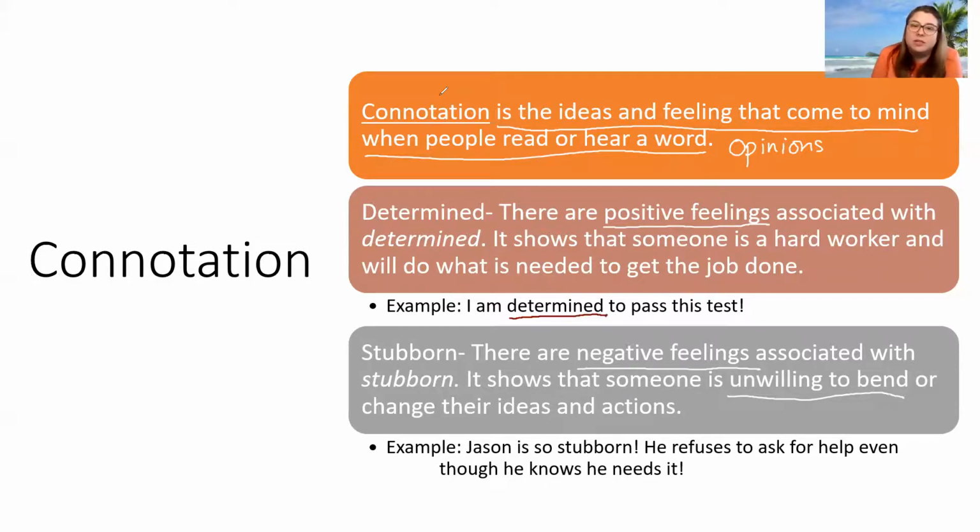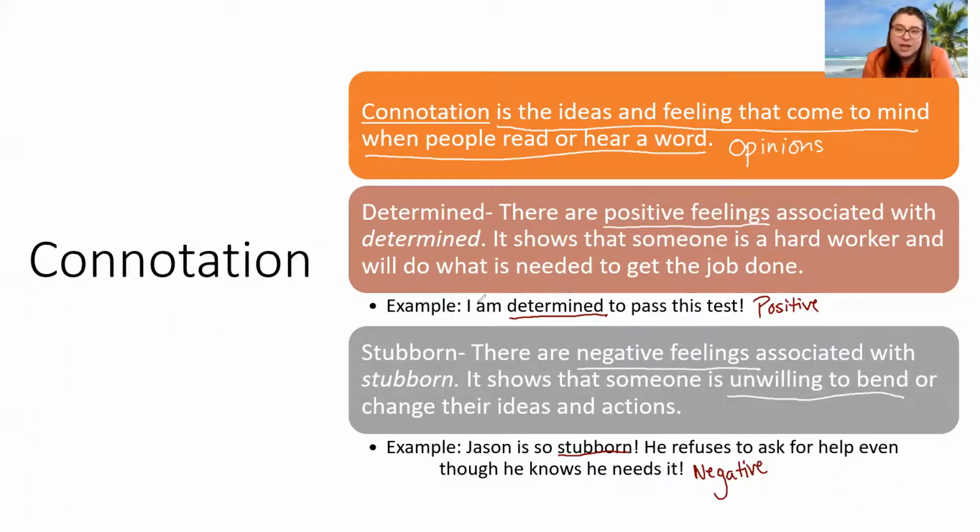If we look at an example sentence, we're going to see that the information changes. "Jason is so stubborn. He refused to ask for help even though he knows he needs it." So in our first sentence here, we have a really positive feeling. And in my second sentence, we have a pretty negative feeling. The words stubborn and determined, even though they mean the same thing, can't really be replaced in these sentences.